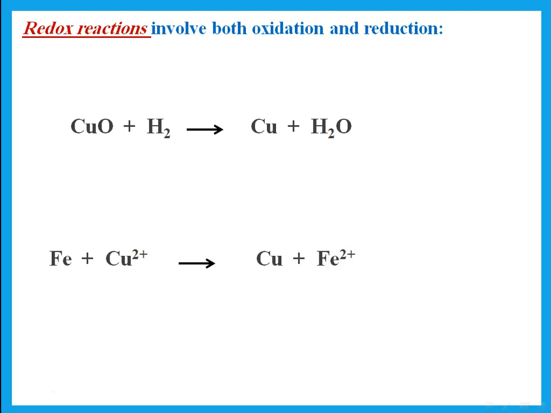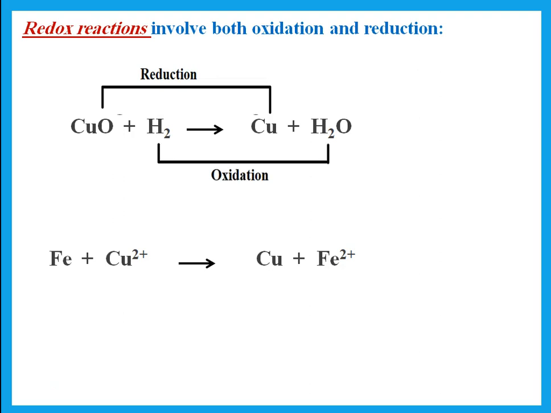Now, a redox reaction is one that involves both oxidation and reduction. For example, this first equation, now what is happening? The copper oxide has changed to copper. That means the copper oxide has lost oxygen. Loss of oxygen is reduction. Now, the hydrogen, what happened to the hydrogen? It changed to H2O. That means it has gained oxygen. So we say that the hydrogen has been oxidized.